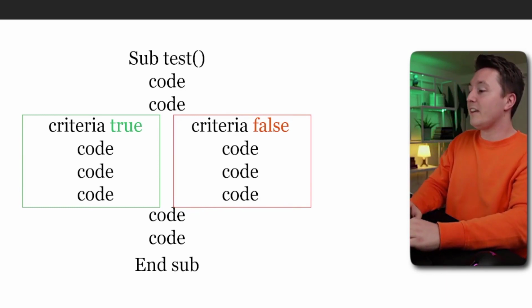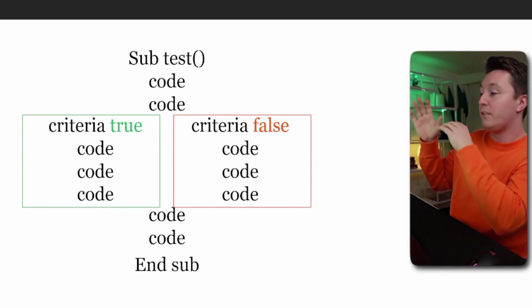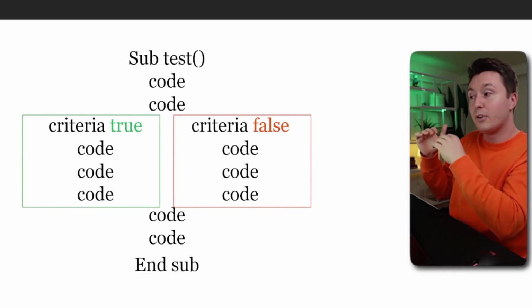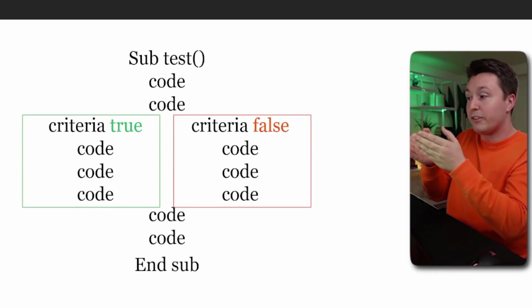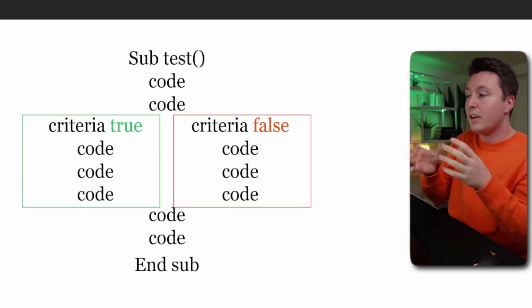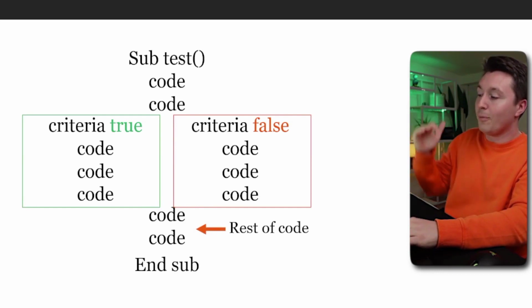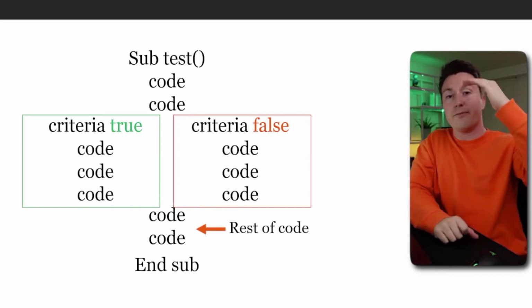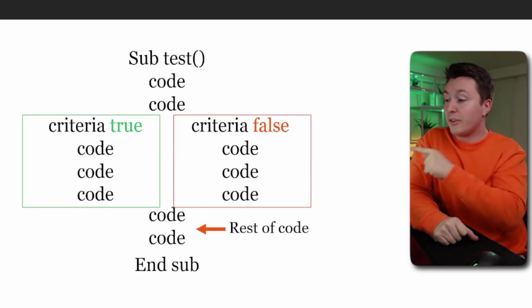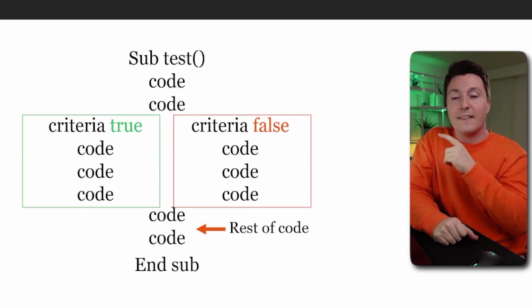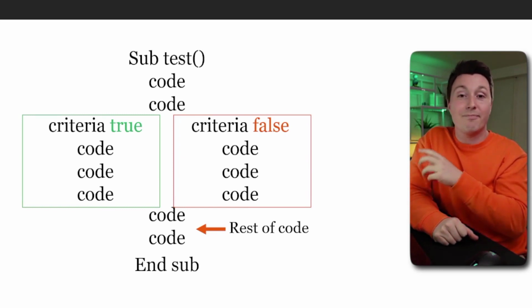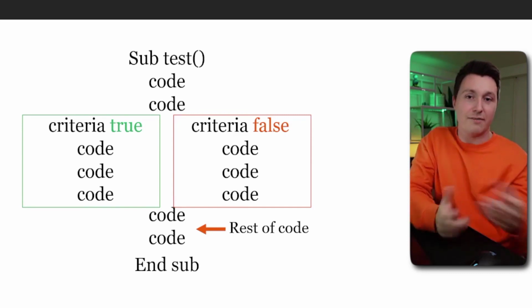And then after this, if the criteria is true, these lines of code run, and then the ones on the right don't run, or vice versa. But when they're done, they just go back to the normal execution of the code, which is from top to bottom. So the rest of the code will run after the if statement.